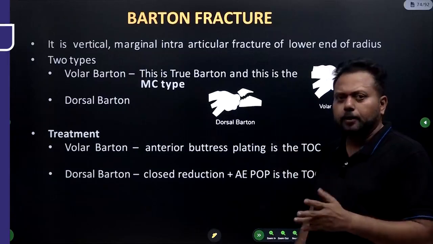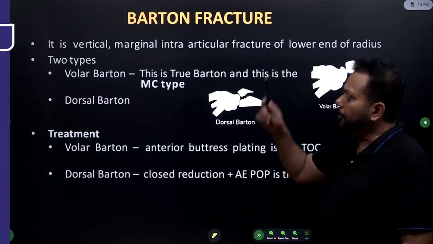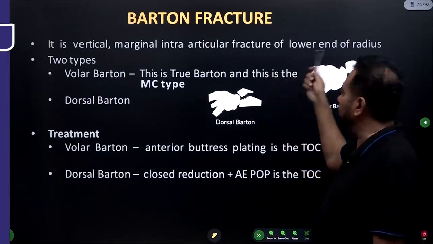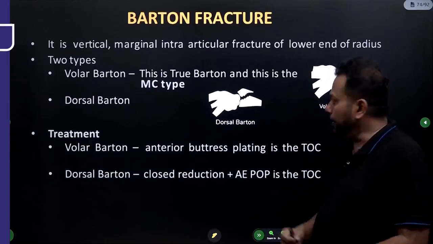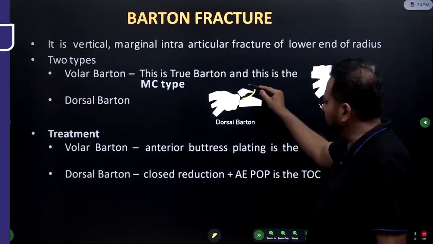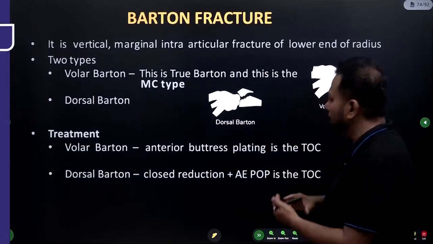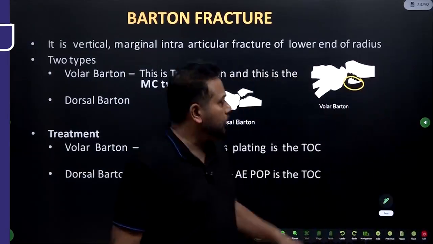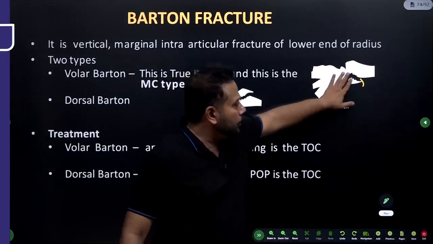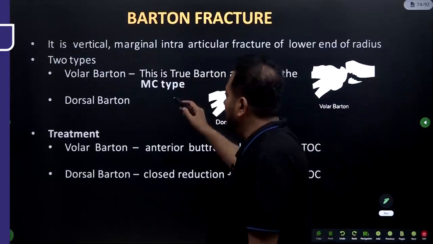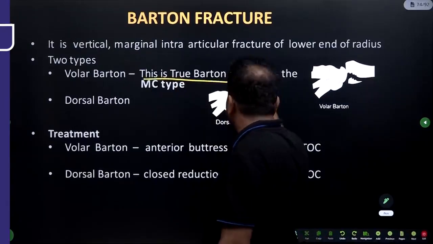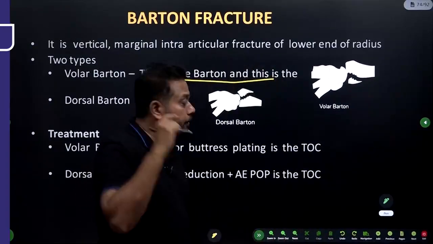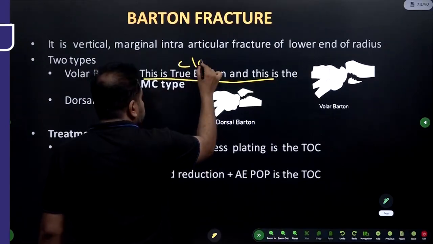Both volar Barton, dorsal Barton, both are intra-articular. So it is vertical, marginal, intra-articular fracture of the lower end of the radius. When the chip is displaced dorsally, it is called dorsal Barton. When the chip is displaced in the volar aspect, in the flexor aspect, that is called volar Barton. Volar Barton is the commonest type, and volar Barton is called true Barton, or this other is called classical Barton.